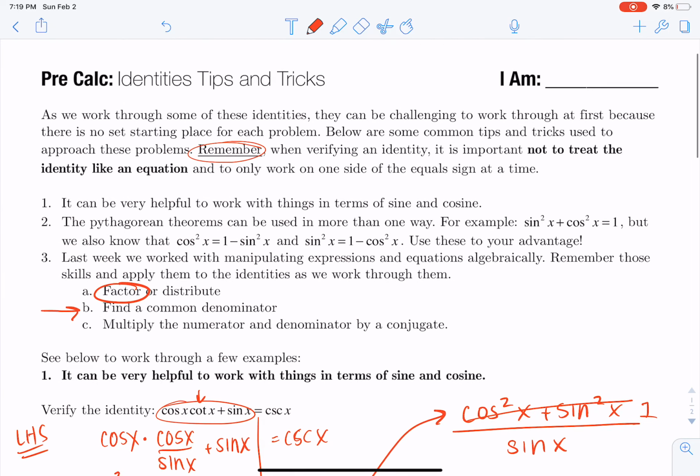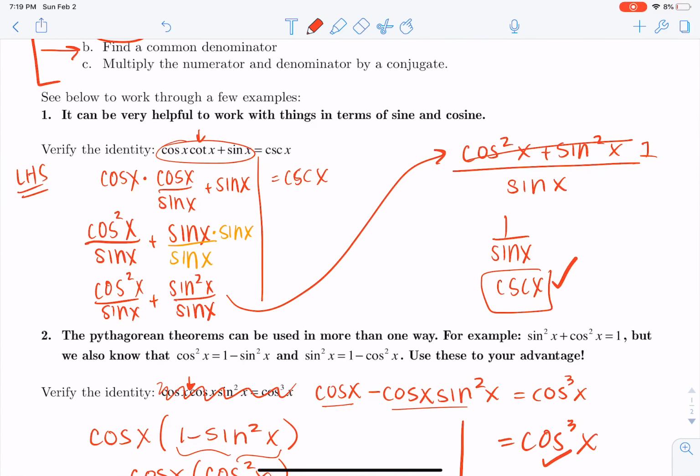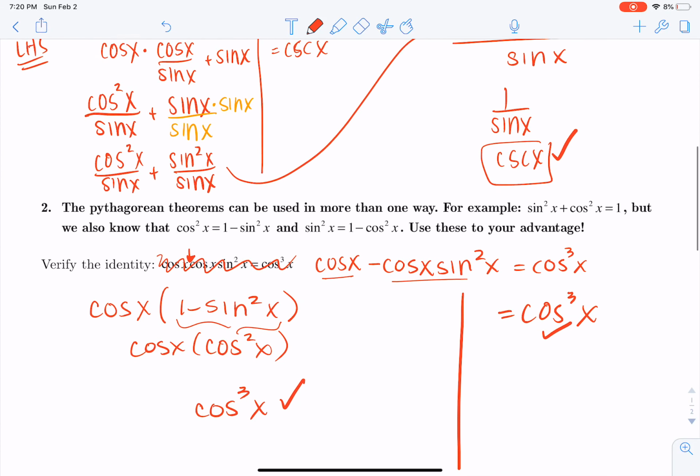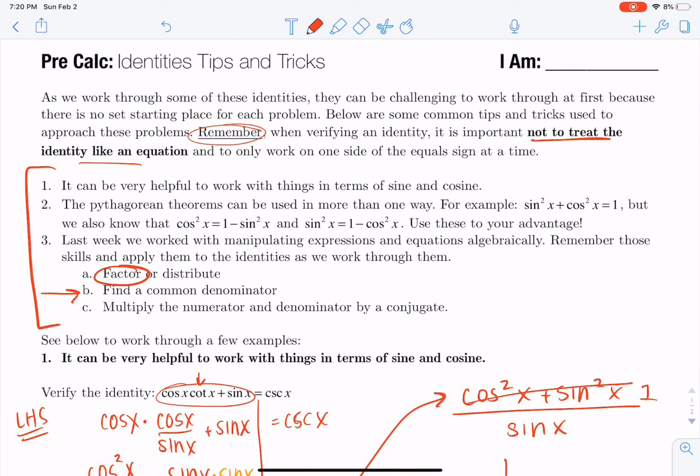So feel free to always reference back to these little tricks right here. And remember, we're not treating it like it's an equation. Notice how here I didn't subtract sine x from both sides. So we're only working with one side of the equal sign at a time. So go ahead and take a look at the homework 48 from your text, and I hope that you find some of these tips and tricks helpful. Good luck, guys.